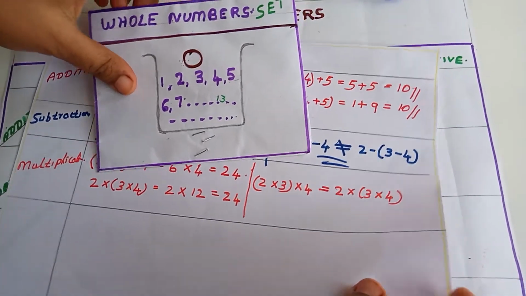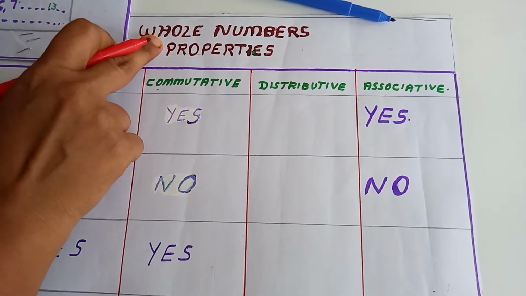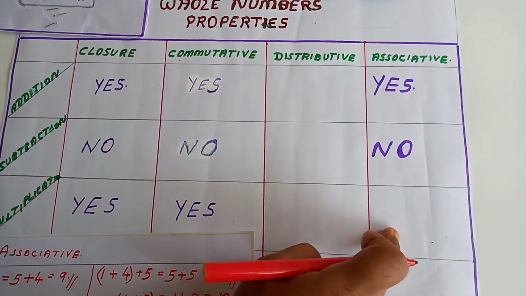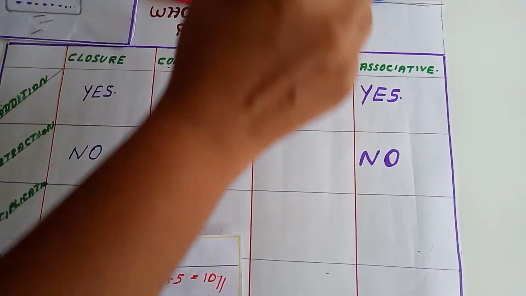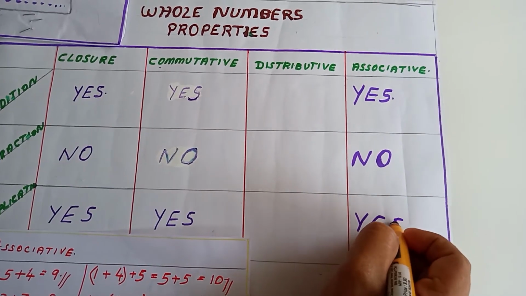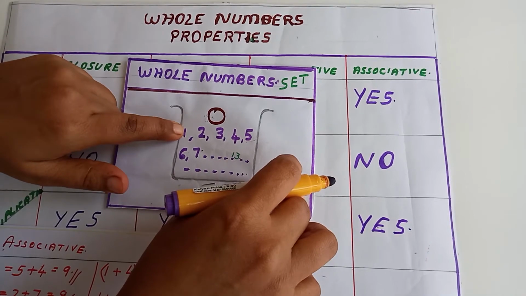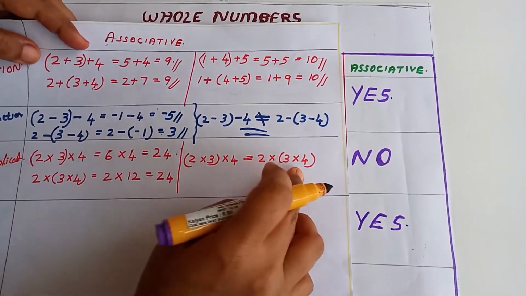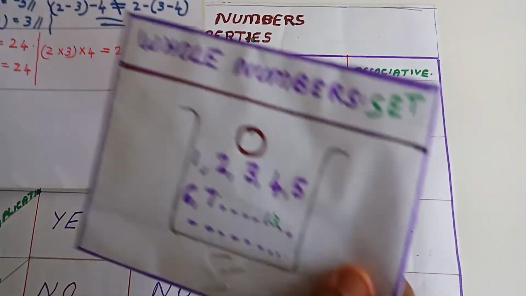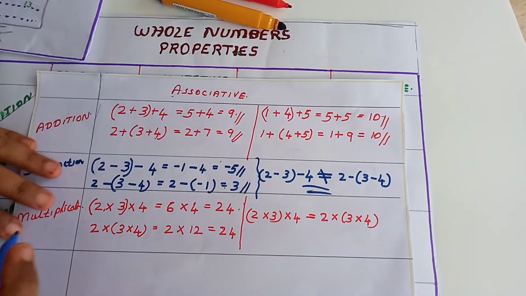From this we can conclude, coming to our problem, that the whole number set satisfies the associative property under multiplication. So I am going to write here yes. Whatever numbers you select from this whole number set and multiply, you will satisfy this. That's why I am writing here yes. Next we are going to do the same for division.